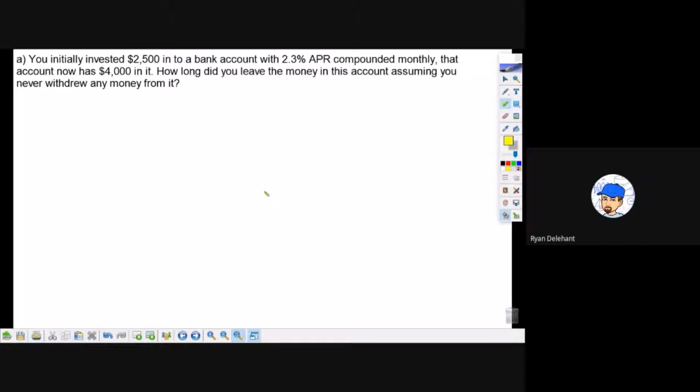So we initially invested $2,500 into a bank account with 2.3% APR, compounded monthly. That account now has $4,000 in it. How long did you leave the money in the account, assuming you never withdrew any money from it? Meaning that you just put it in there and you let it be. So this is the key. When you see how long, what this tells us is we're solving for t.